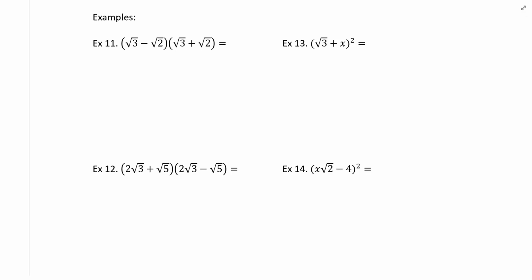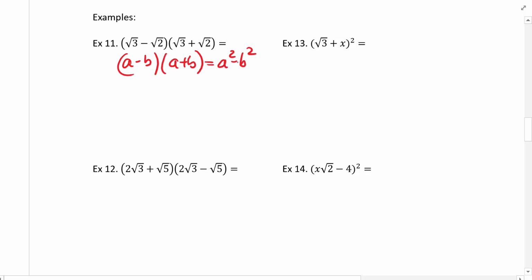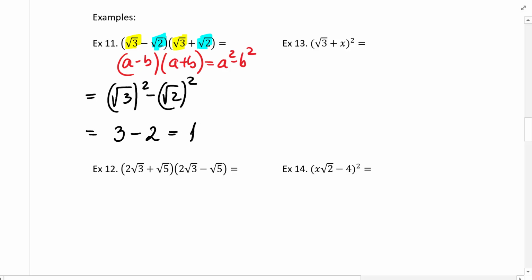So the first one is a minus b times a plus b is a squared minus b squared. Very important formula. In our case, a is square root of 3 and b is square root of 2. Do you see how we actually have them? So what does the formula say? Well, it says that that product is square root of 3 squared minus square root of 2 squared. But square root of 3 squared means square root of 3 times square root of 3, which is square root of 9, so it's 3. 3 minus 2 gives us 1.